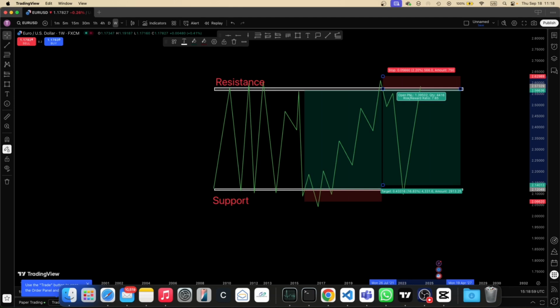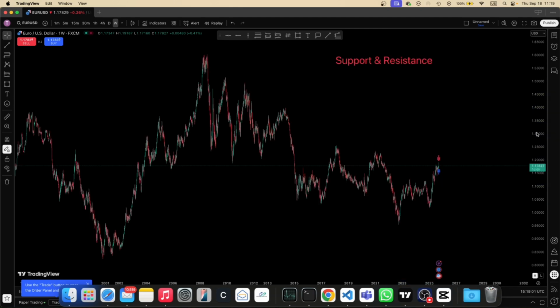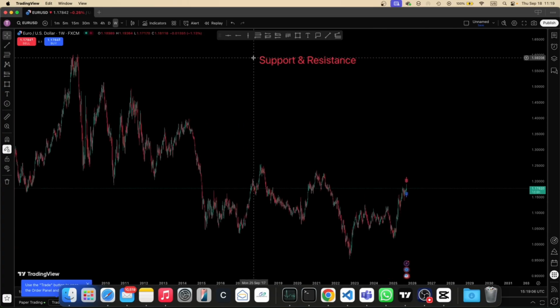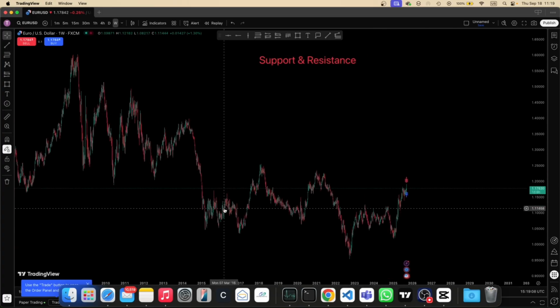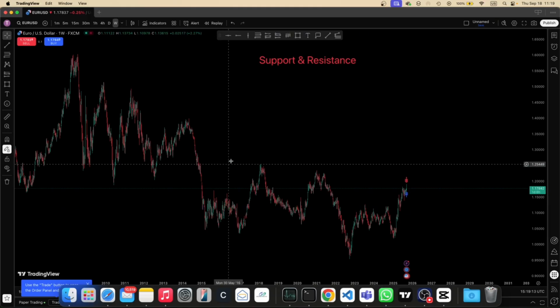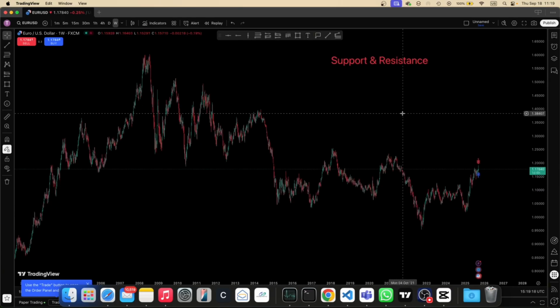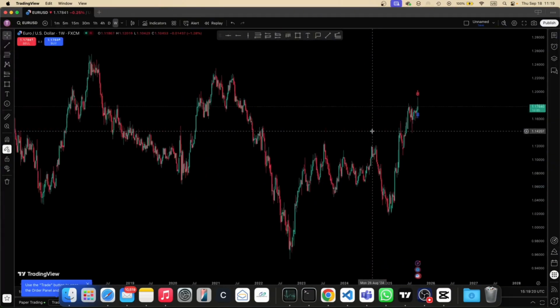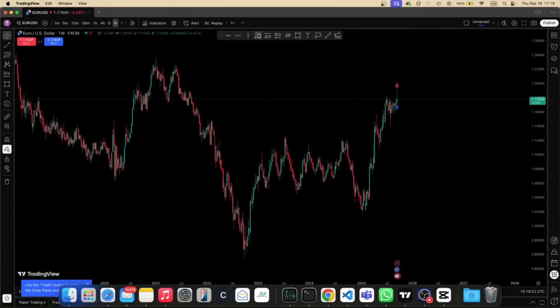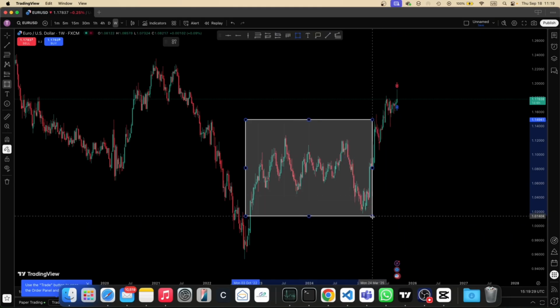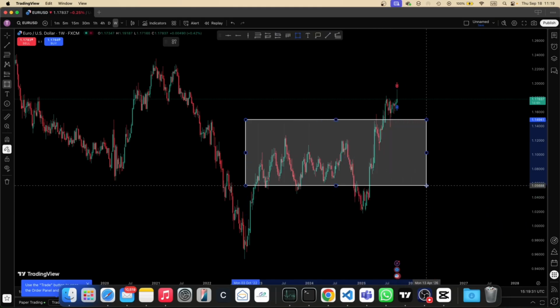So let's look at some examples. Here it's easy to see because you don't have to look for any kinds of patterns, nothing. You just look for a market that is going sideways. So let's try to focus on this area, this area specifically. Let me just keep it like this.